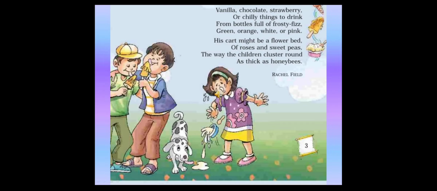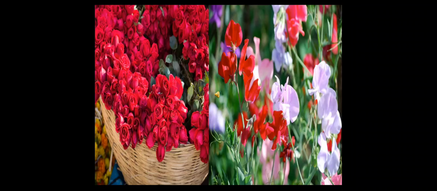Alright, now the ice cream man's cart is compared to a flower bed. Strange. Let us see how. Of roses and sweet peas. Alright, roses is something that we know, but what are sweet peas? Here is a picture of both roses and sweet peas. These are both flowers. Roses are things which you are very, very well familiar with. And on the right hand side of your screen, you can see the picture of the flower which is called sweet peas.